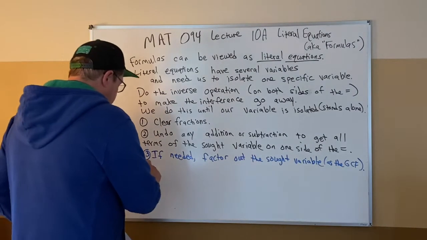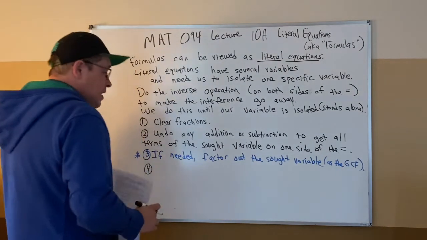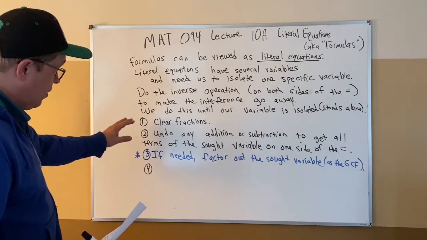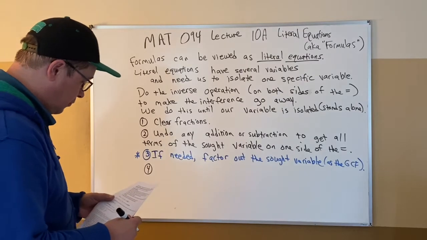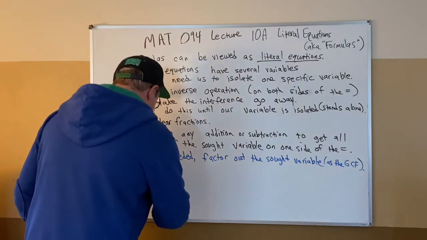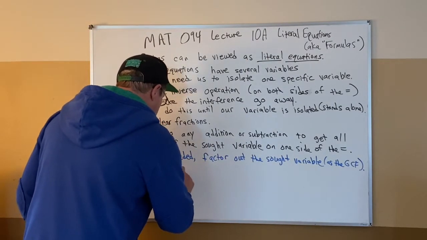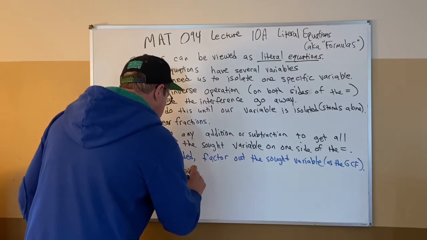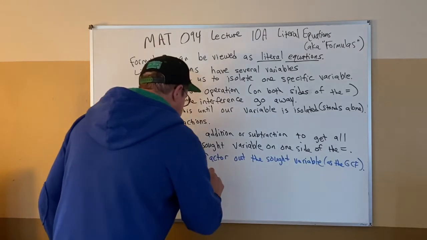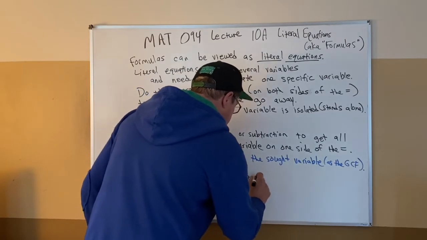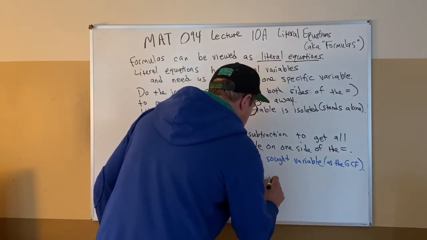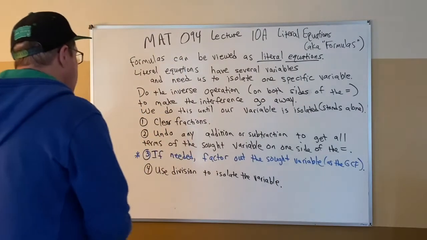So we will go 1, 2, 4. When we do our work, we'll look at 1 to see if we need it. We'll get to number 2, and then we'll go to number 4. Use division, or occasionally multiplying by reciprocal, but I'll call it division, to isolate the variable. That's how we do it.